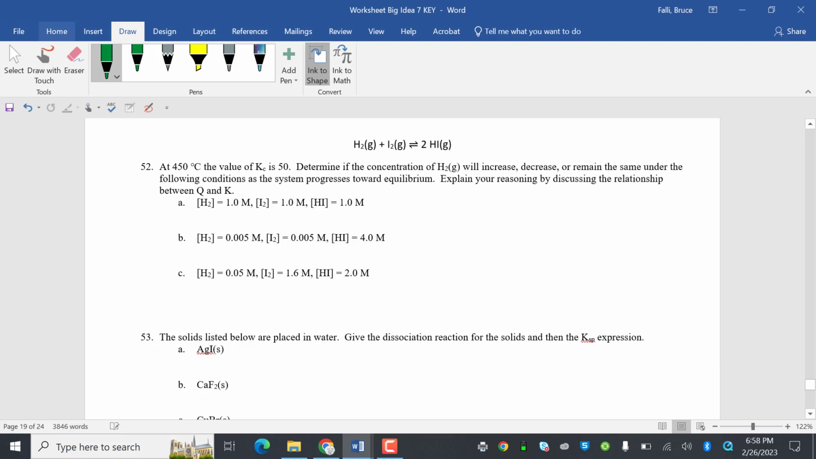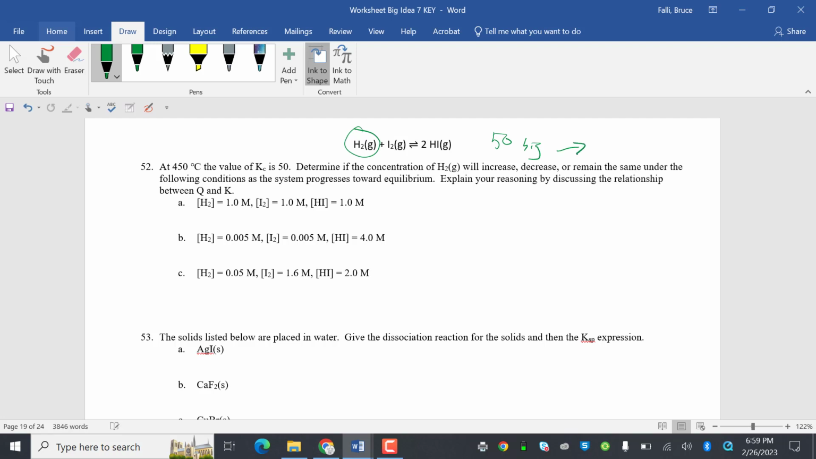At 450, the value of Kc is 50. Determine whether the concentration of HI will increase, decrease, or remain the same under the following conditions as the system progresses towards equilibrium. Explain your reasoning by discussing the relationship between Q and K. Okay. Well, H2 increase, decrease, or remain the same, and talk about what happens between K. At 450, the K is 50, so it's big. So it's going to heavily favor the products.